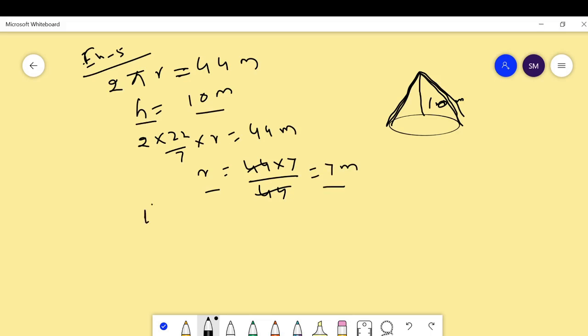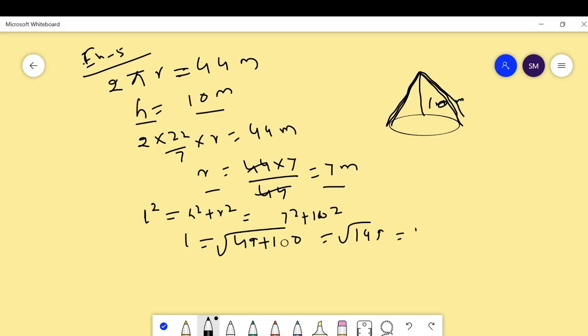Then you know l square is equal to h square plus r square, which is equal to 7 square plus 10 square. Then l is equal to square root of 49 plus 100, which is square root of 149, which is equal to 12.2 meter.